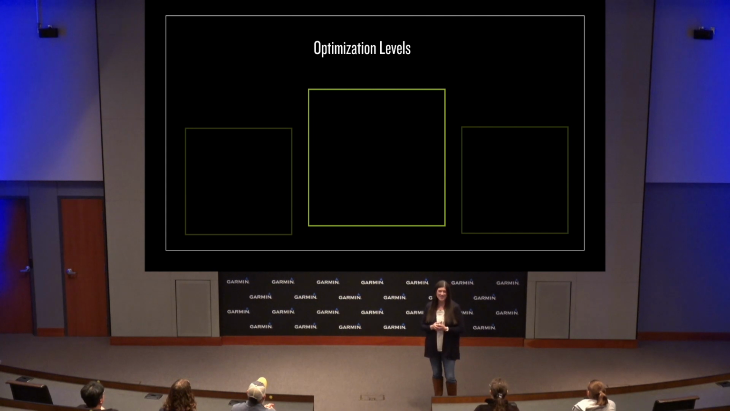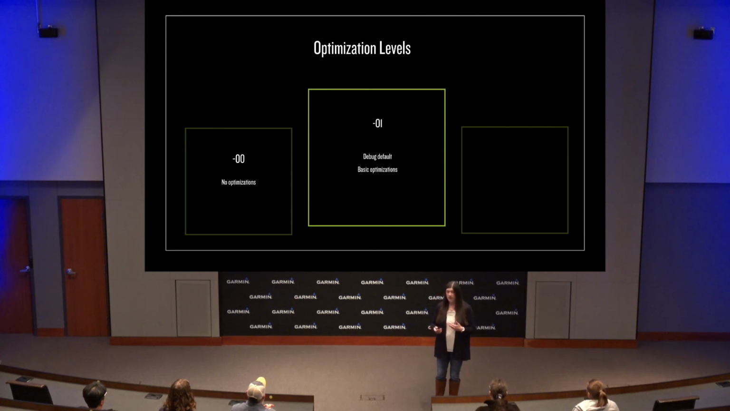The -O command line option can be used to set the optimization level via the Visual Studio Code plugin's workspace settings. Currently, the levels range from 0, where there are no optimizations, 1, which is the default for a debug build and includes only basic optimizations, and 2, which is the default for a release build and includes more advanced optimizations. Optimizations can also be individually enabled and disabled at each level.